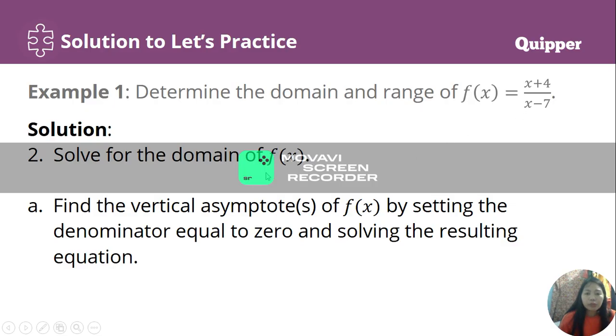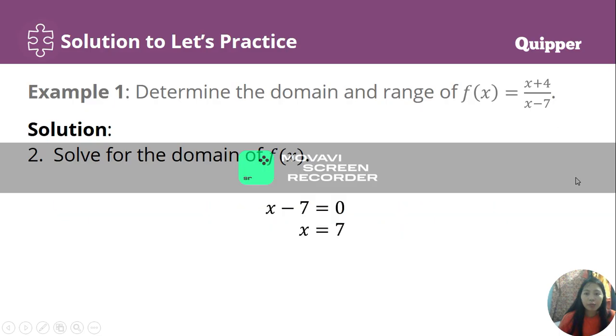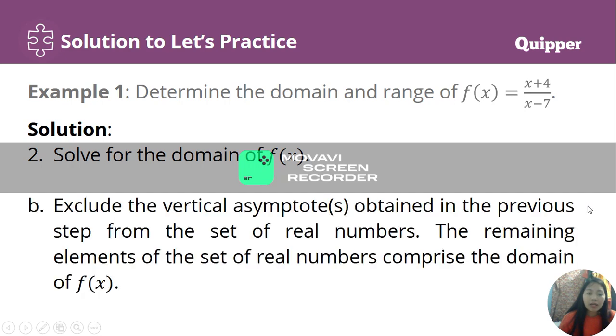To solve for the domain, we have to find the vertical asymptote. In finding the vertical asymptote, we will equate to 0 the denominator. Our denominator is x minus 7. If we equate it to 0, x equals 7. Remember that negative 7, if we move it here, will become positive 7. That is why x equals 7. And then in answering for our domain, we will make x not equal to 7. So this is now the answer.